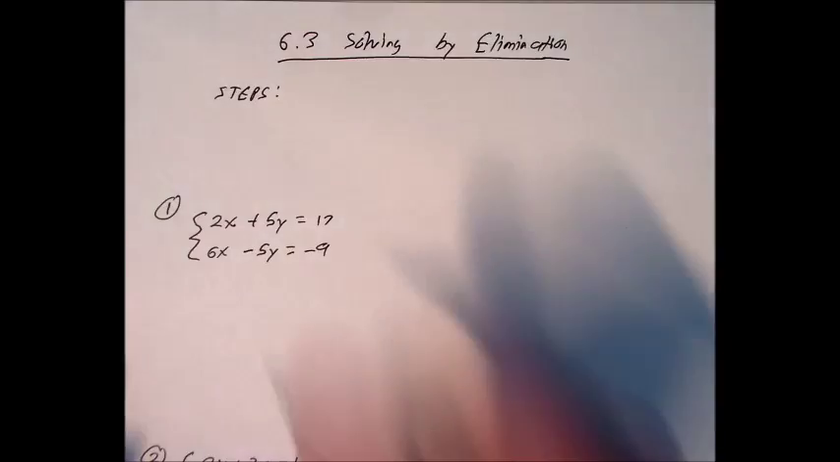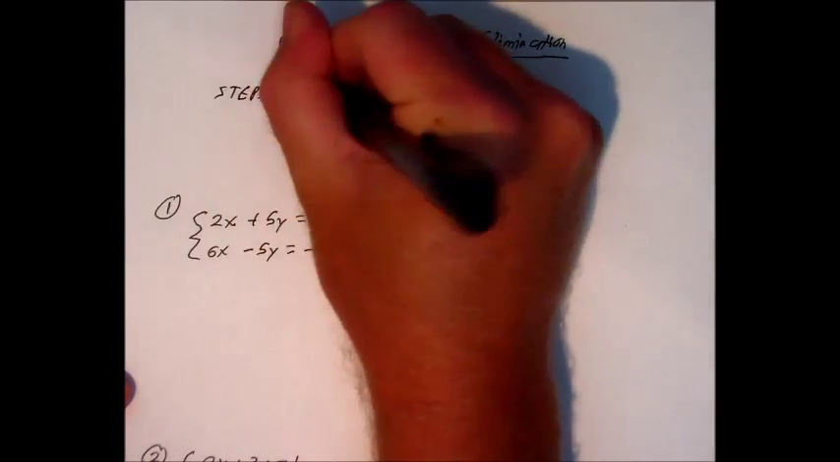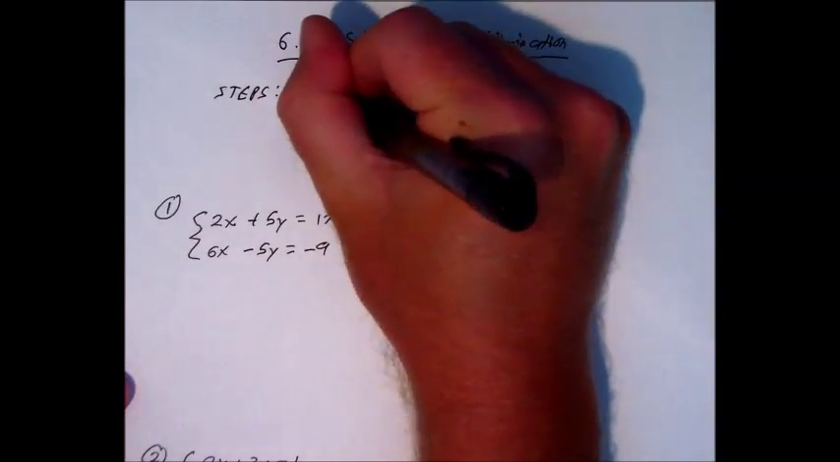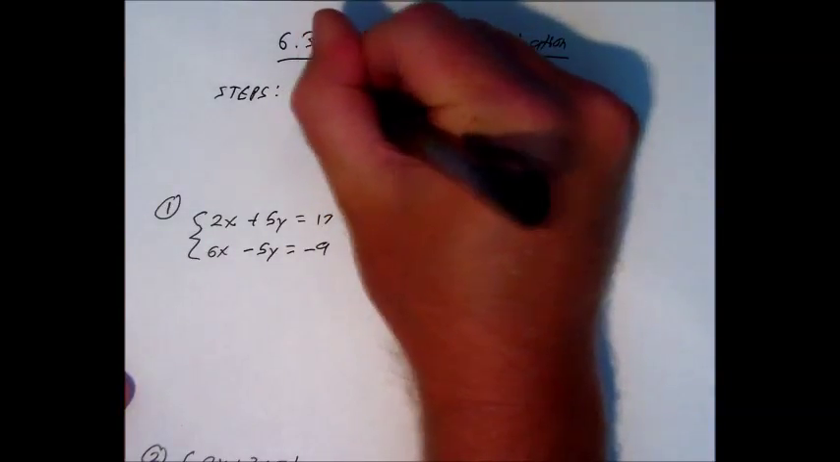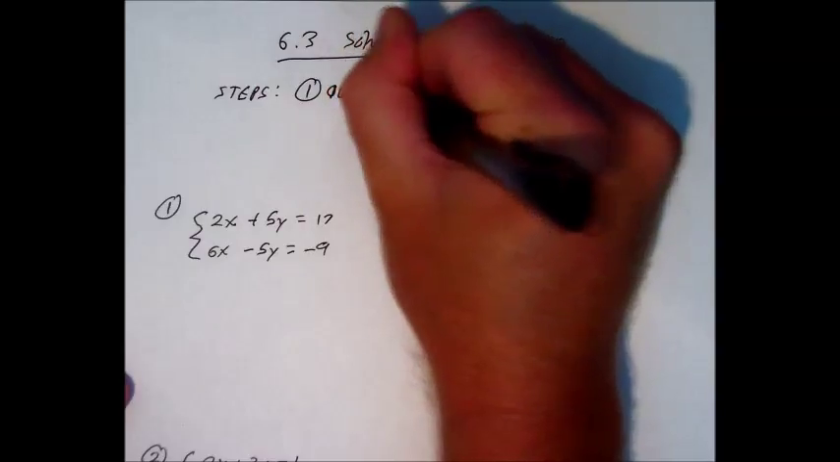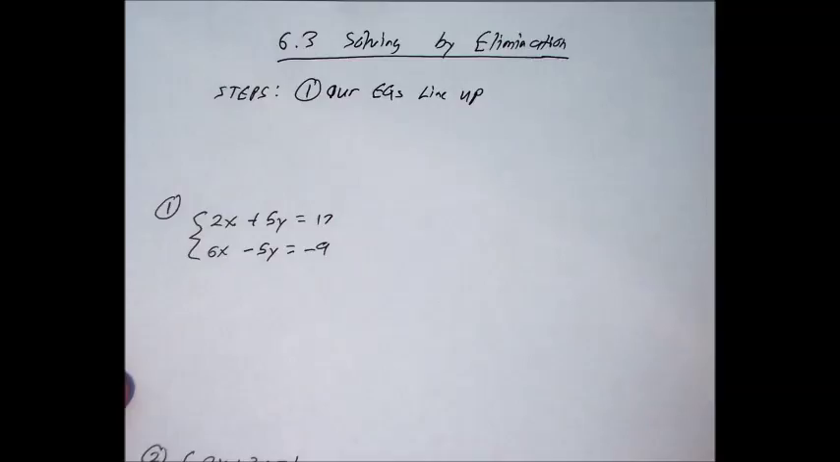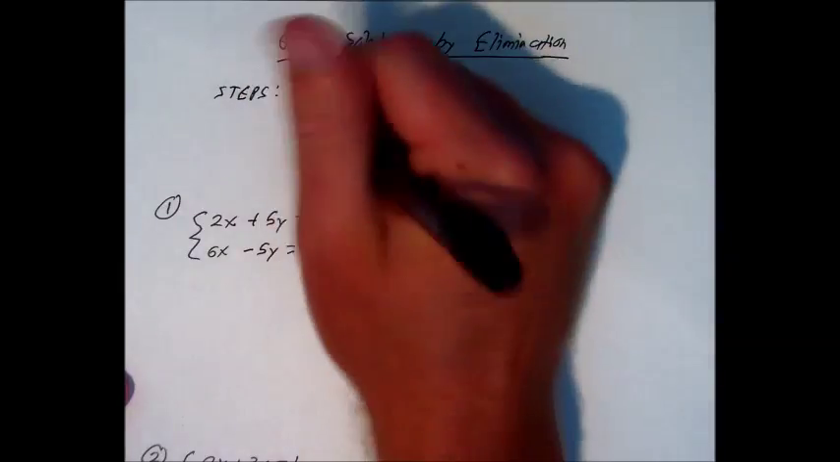So just jumping straight in. The very first thing we want to do when we solve by elimination is to make sure that our equations line up. So the x's with the x's, the y's with the y's, the equal sign with the equal sign, the numbers with the numbers. So we want to make sure that that's all lined up.